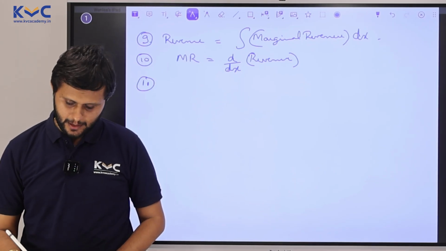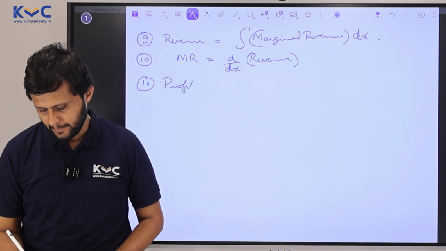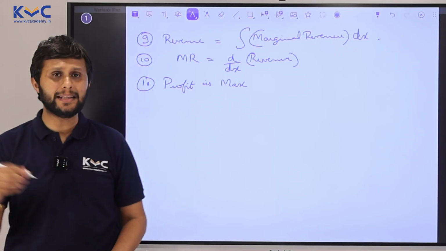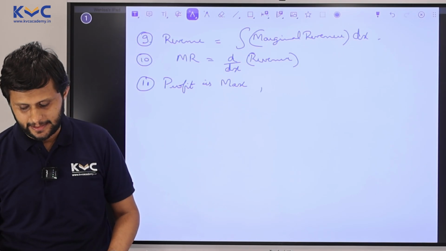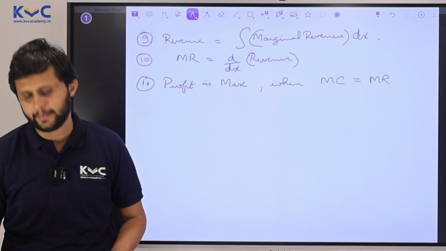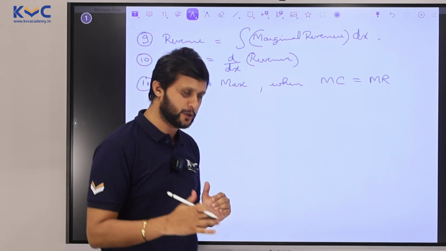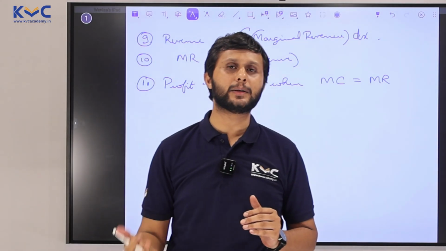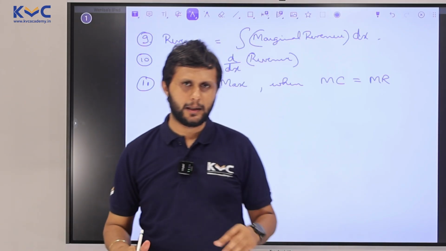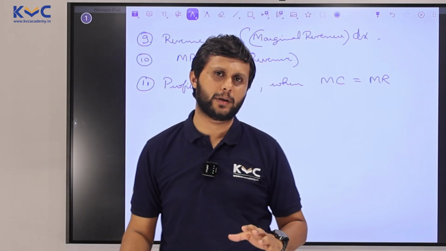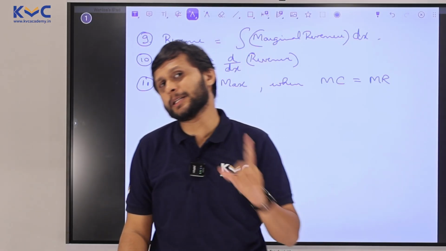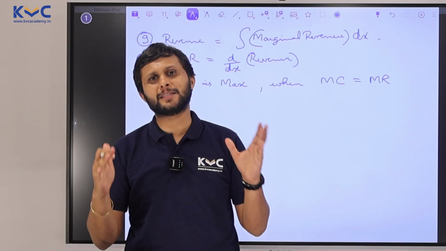Next we have profit is maximum. Now when is profit maximum? Profit is maximum when marginal cost is equal to marginal revenue. That is, if my cost of producing one extra unit is equal to the revenue from that particular unit. We'll take a numerical. Let's say if I am producing one extra unit, it's going to cost me 20 rupees, and if I sell that unit, I will get 20 rupees only. Correct? So my profit is maximum at that point.